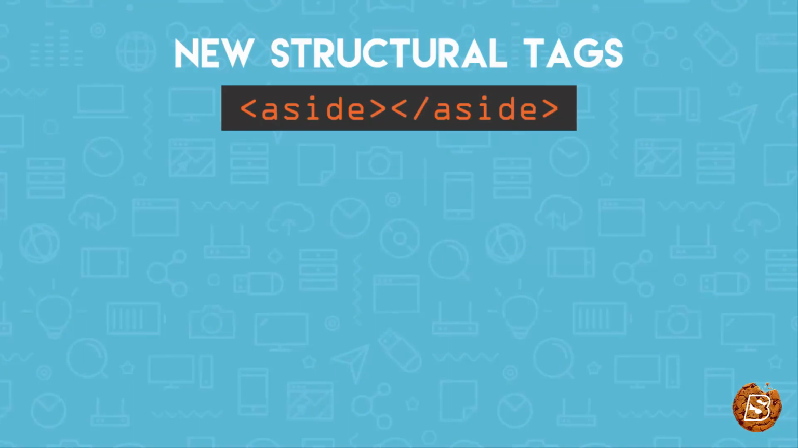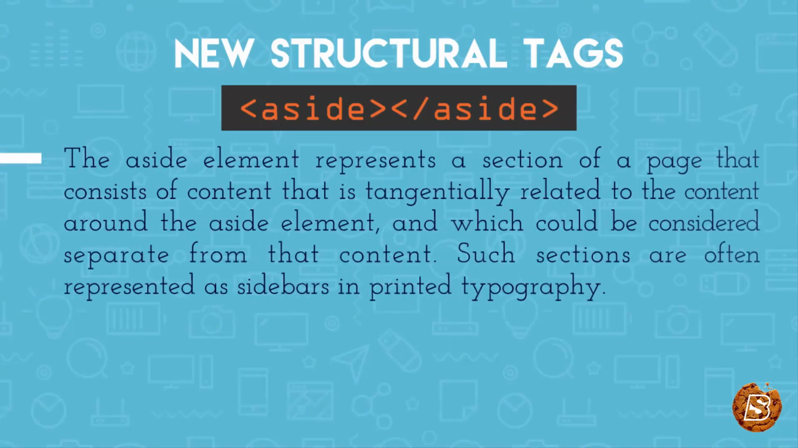Then we have the aside tag. Now, the aside element represents a section of a page that consists of content that is tangentially related to the content around the aside element, and which could be considered separate from that content. Such sections are often represented as sidebars in printed typography. So, in summary, we can say that the aside tag represents a piece of content that is only slightly related to the rest of the page.